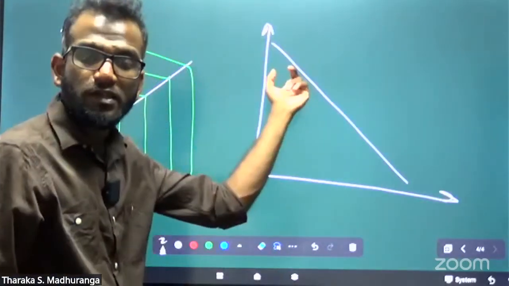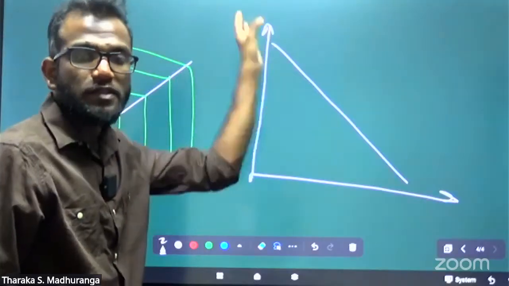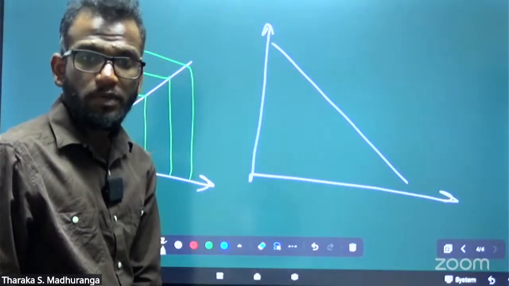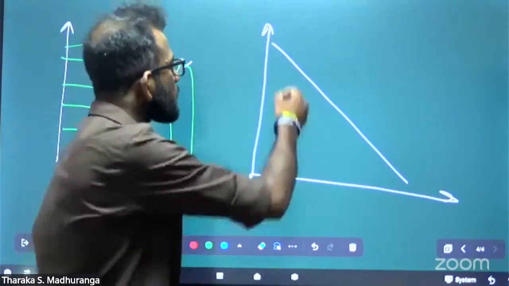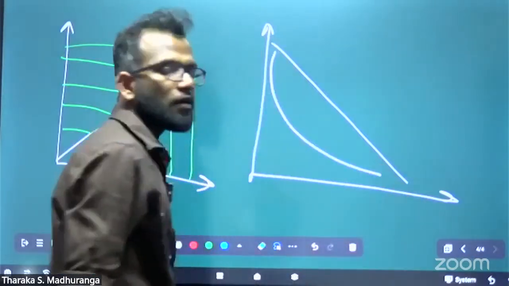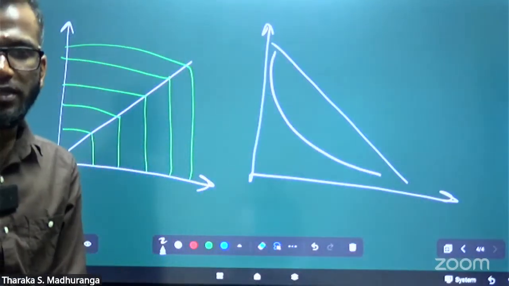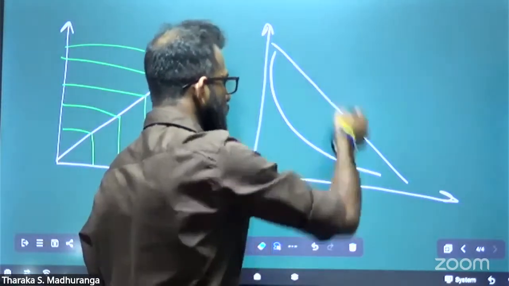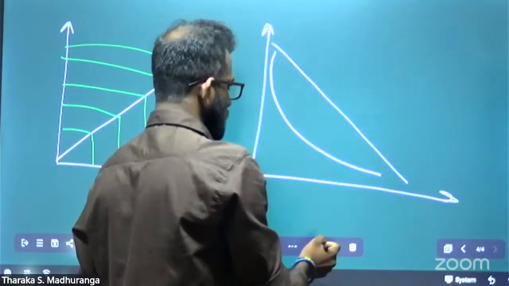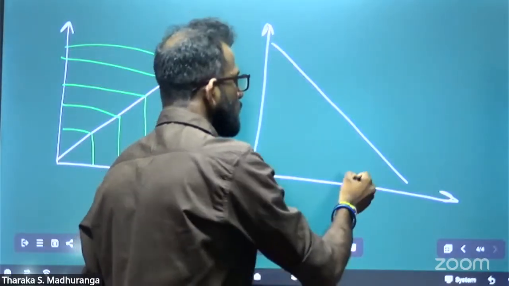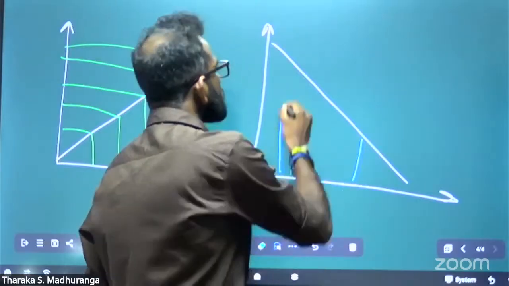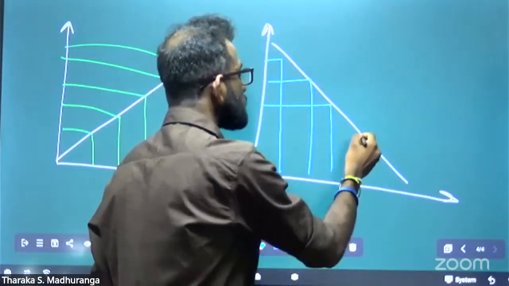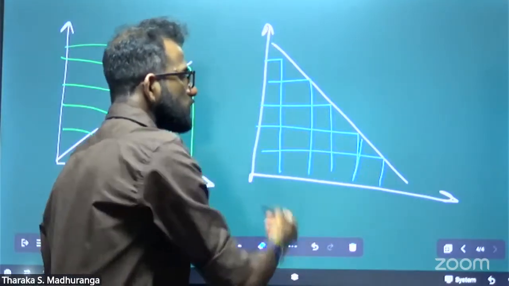Same as the previous graph, current density and cross-section area. Do you remember current density and cross-section area? The graph was like this. Inversely proportional. Now you can see, if we consider this line, as x increases, the y value is decreasing. This is inverse proportion.